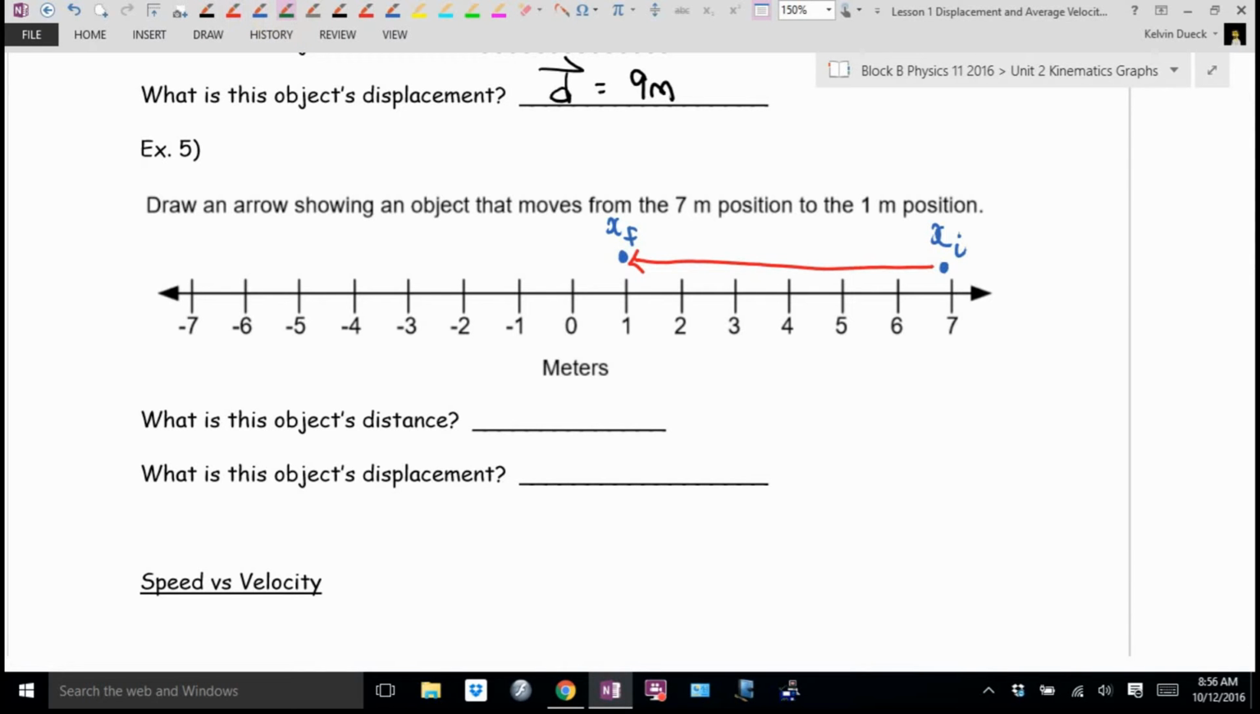What's the object's distance that it traveled? Nope. Negative implies a direction. Distance is, he said -6. -6 includes a direction. Distance is a scalar. What's the distance? Just plain old 6 meters. What's the displacement? What's the change in position? That would be -6 meters or 6 meters left. But don't say -6 meters left.